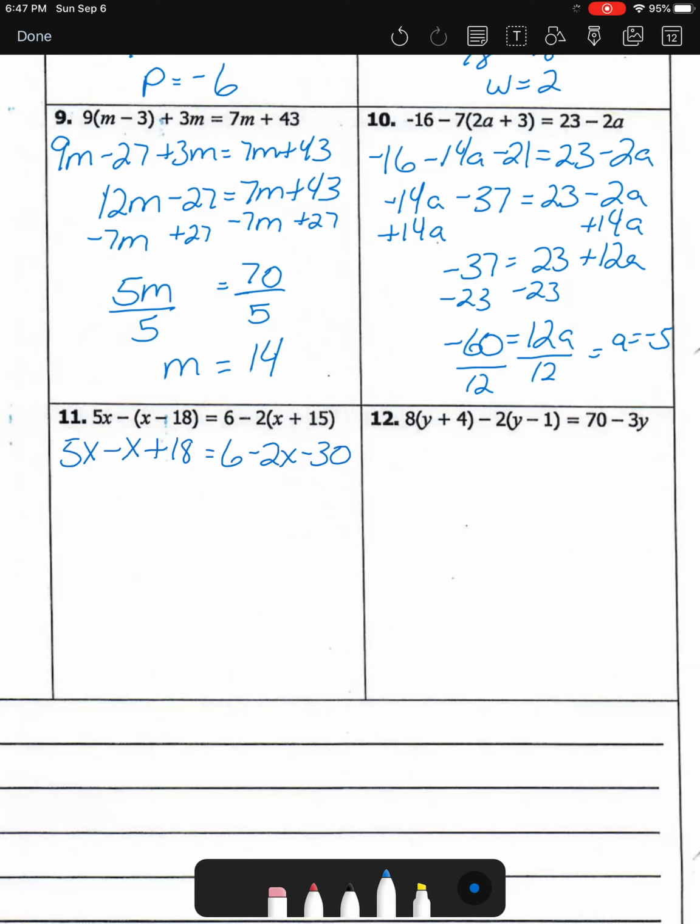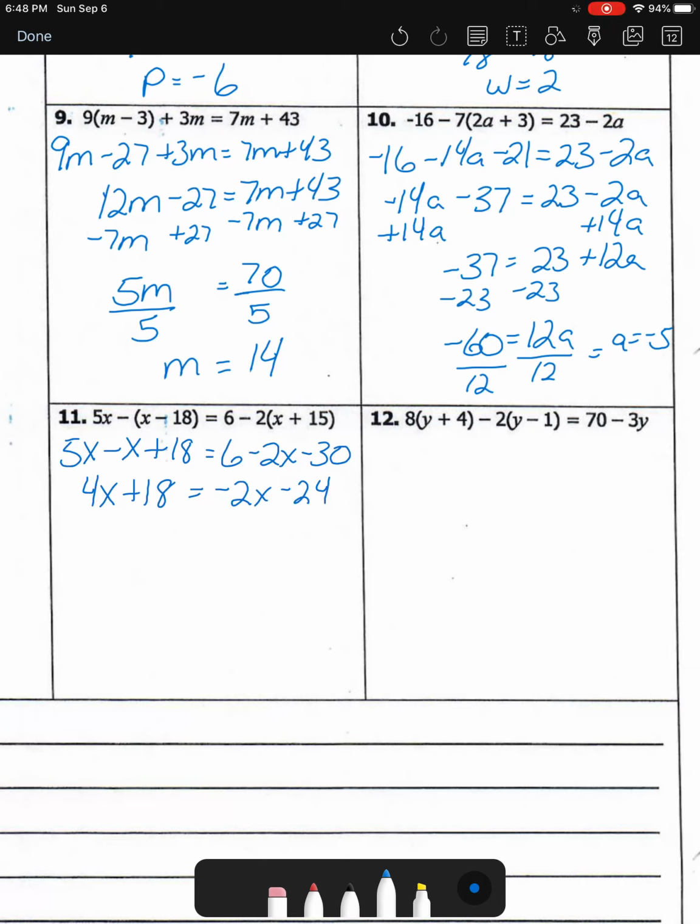So in this case, since we have multiple x's on the left, I'm going to put those together. 5x minus x is going to give me a 4x. We got a positive 18. Over here we have a negative 2x. We have a positive 6 and a negative 30. So that's going to give me a negative 24.